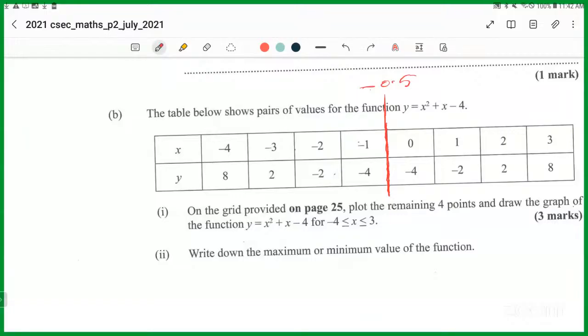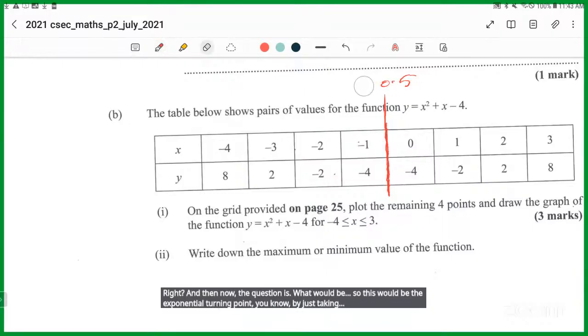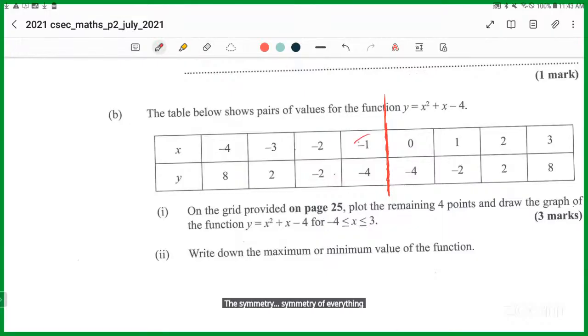Because the turning point is on the line of symmetry, the axis of symmetry, and this red line represents the line of symmetry based on how these values are symmetrical from left to right from that red line. So this would be the x value of the turning point, by just taking the symmetry of it, and I know it's halfway between these two x values. So my x value at the turning point would be -0.5. I could average these two: -1 plus 0 over 2, giving you -half, which is -0.5.